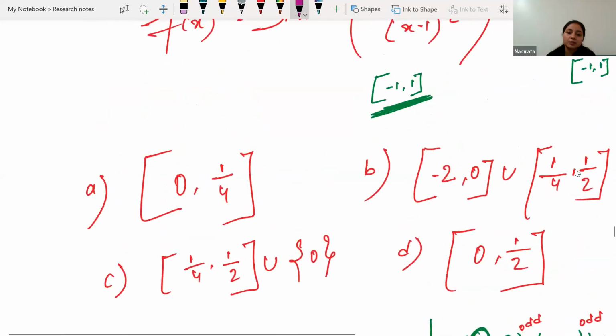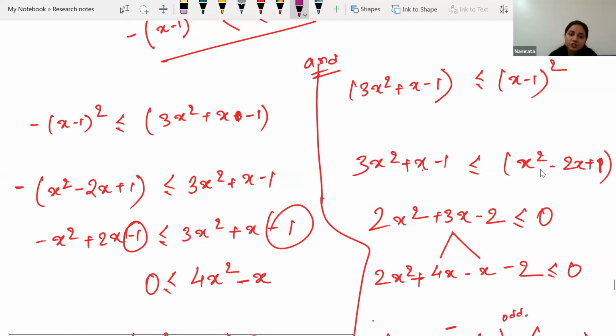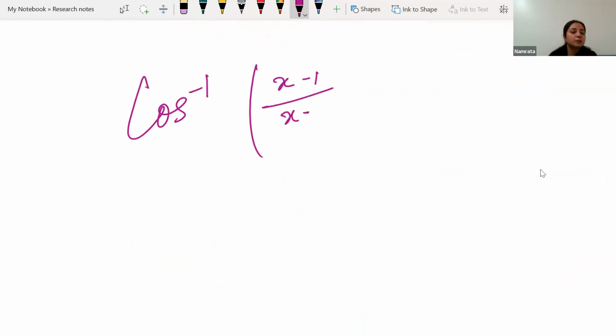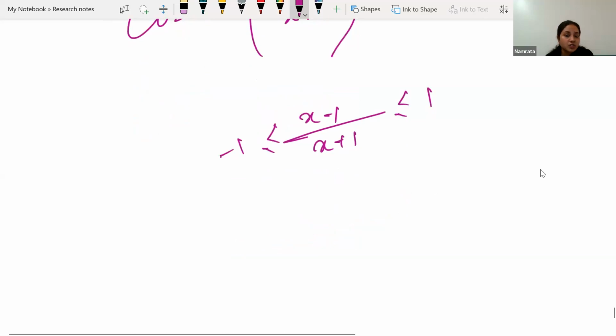Yeah, (x minus 1) by (x plus 1). Once you are able to understand this question, then a lot of questions based on the wavy curve, with just a smaller function and an inside function, you will be able to do, which we just need to solve by using the inequality. Let's do it. So (x minus 1) by (x plus 1) is greater than or equal to -1, less than or equal to 1. Now we just need to solve it.